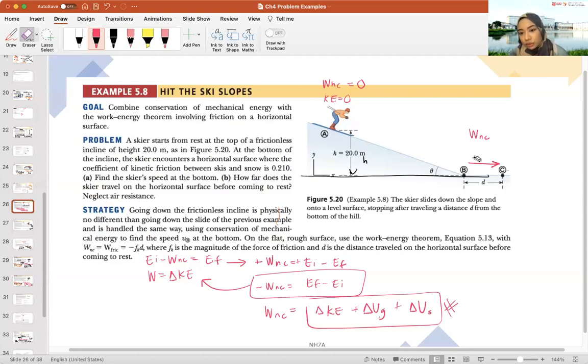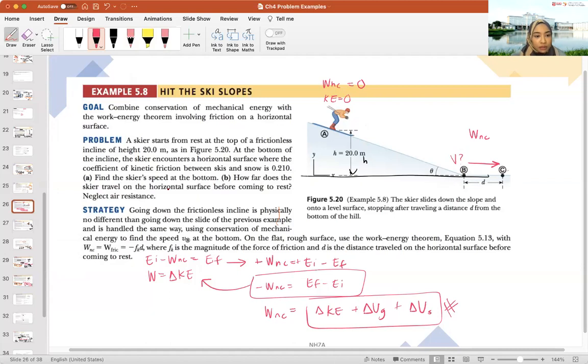So we have two, how do I say this? Two parts to this problem. Find the skier's speed at the bottom. So it's asking us to find the velocity at point B. So let's label that. What is the V over here? We know that our V up here is 0. This is what V is over here.